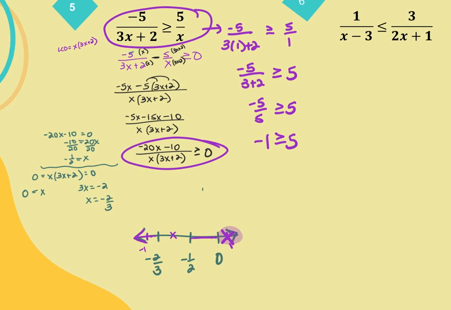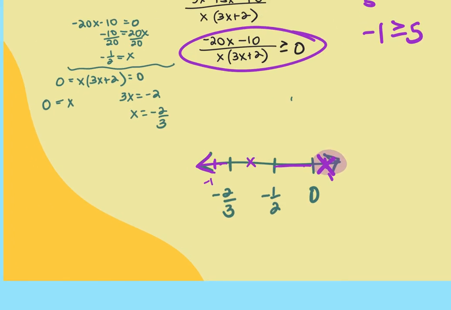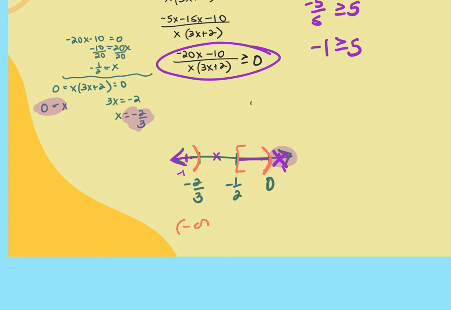Now let's think about our parentheses and our brackets. The original one is an or equal to, which would normally mean they all get brackets. But whatever came from the bottom cannot get a bracket. Two things came from the bottom, the 0 and the negative 2/3. So both of those get parentheses. 0 gets parentheses. Negative 2/3 gets parentheses. But the negative 1/2 that came from the numerator gets a bracket. So it's negative infinity to negative 2/3, parentheses on the 2/3, union negative 1/2 with a bracket on the 1/2 to 0 with a parentheses on the 0.